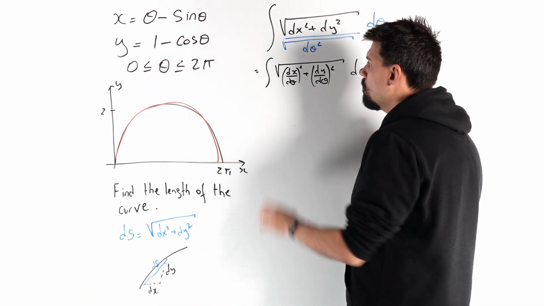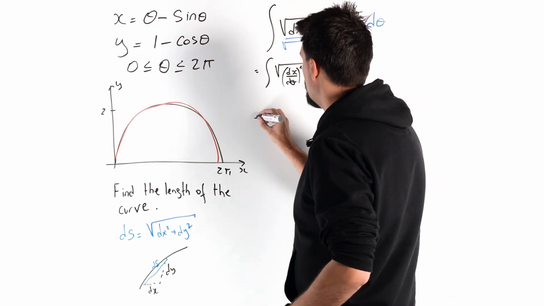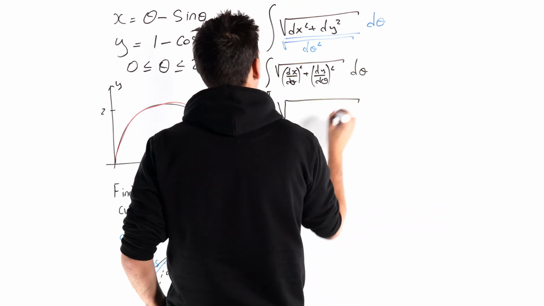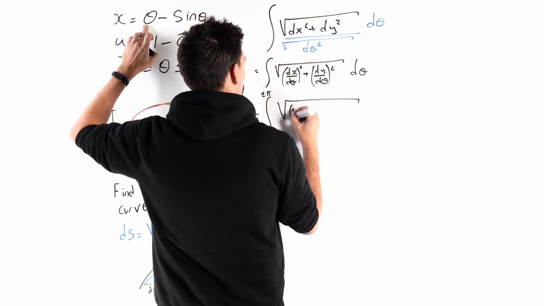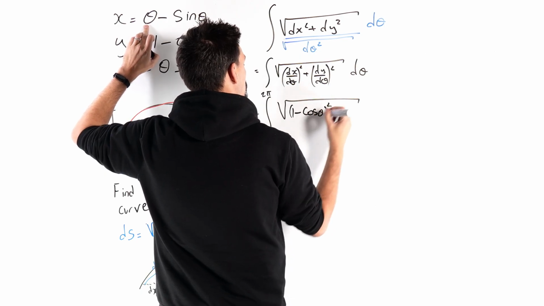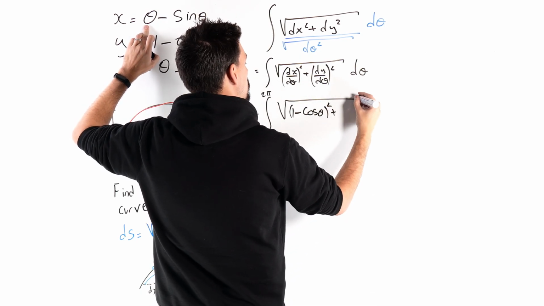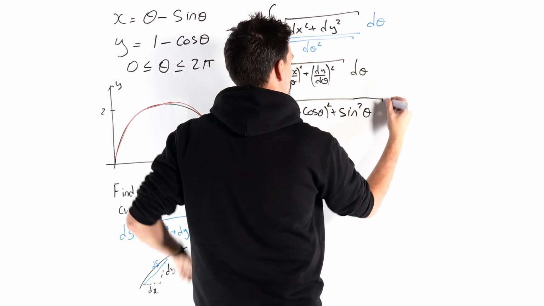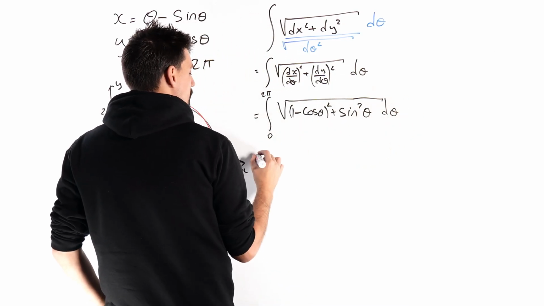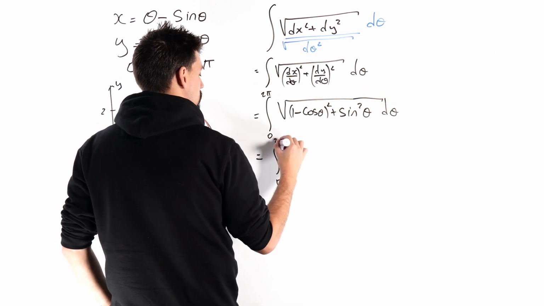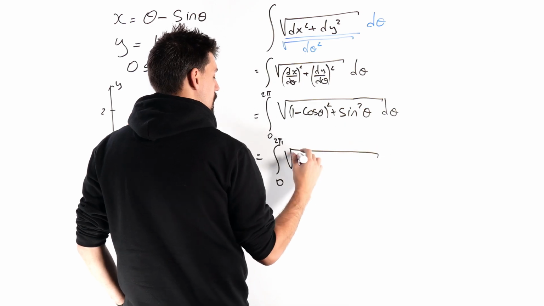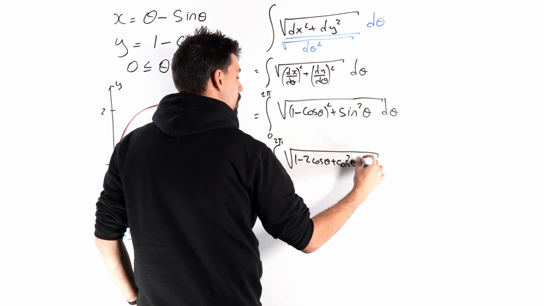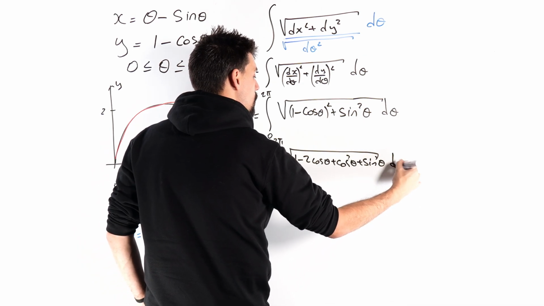So, what is dx d theta? Now, we are used to this. I mean, if you're me, you've done this quite a while. The integral from 0 to 2 pi of the square root of (dx by d theta, which is 1 minus cos theta) all squared, and dy d theta is just sine theta, so that's sine squared theta. Let's expand this out. So that's 1 minus 2 cos theta plus cos squared theta plus sine squared theta.